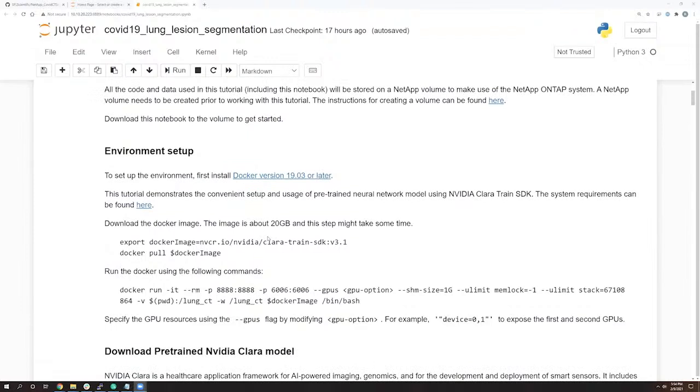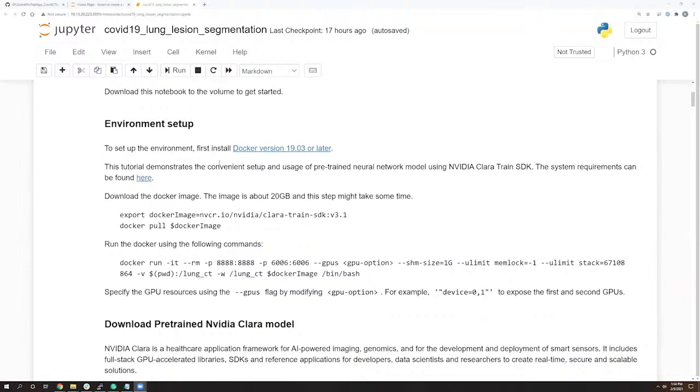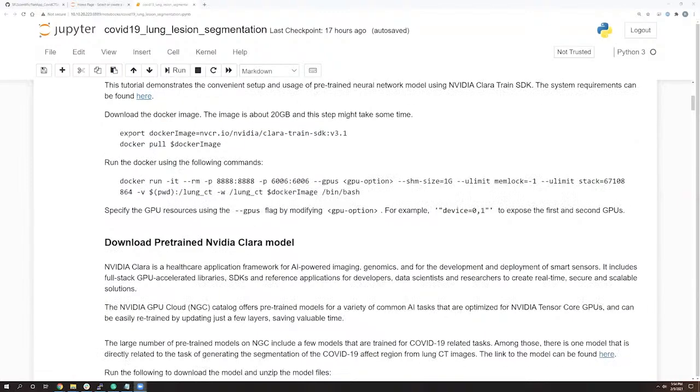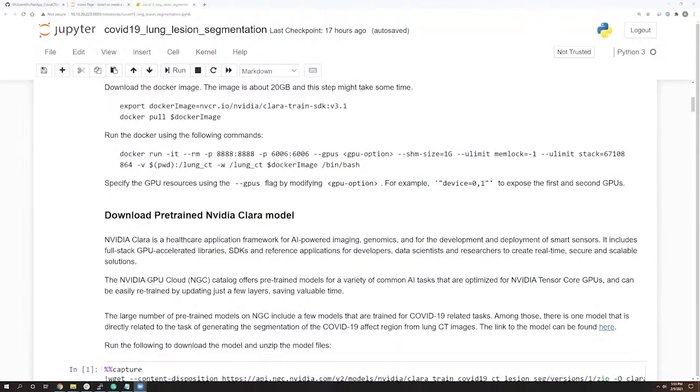When we have the NetApp volume set up, what we can do here is to set up the environment. This includes the libraries and packages that we need for the development environment. For this, we use a Docker image that's also provided by Nvidia. Through this link, we can download this Docker image that's specifically created for healthcare applications. And after we download that image, we can run this command to create a Docker container. And we can start building our model inside this container that will give us the environment we need.